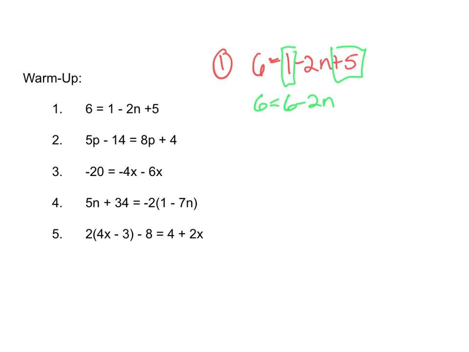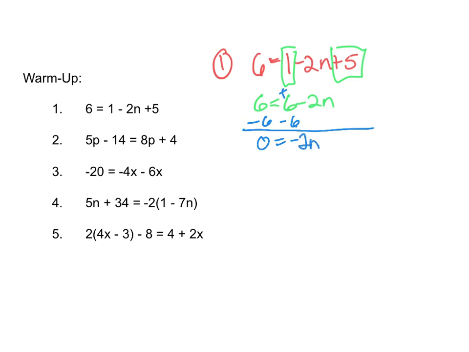Now let's look at it. And so this 6 wants to be over here. This 6 is positive. How do I move a positive person? I'm going to subtract it from both sides. 6 minus 6 is 0. And we still have negative 2n.